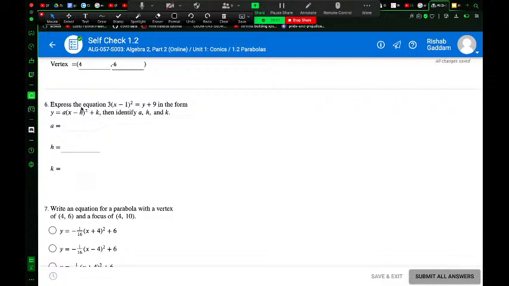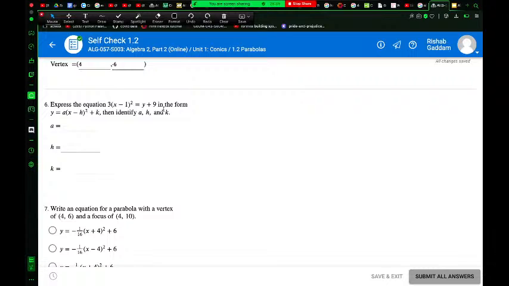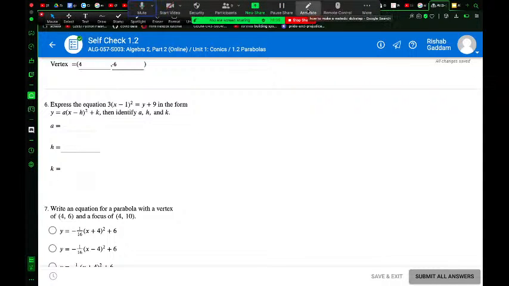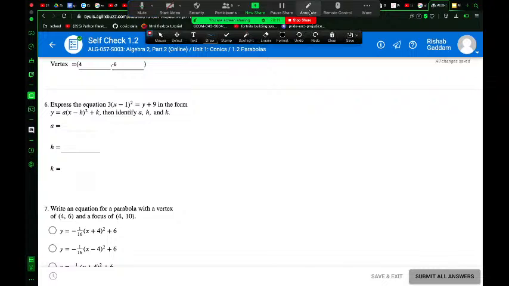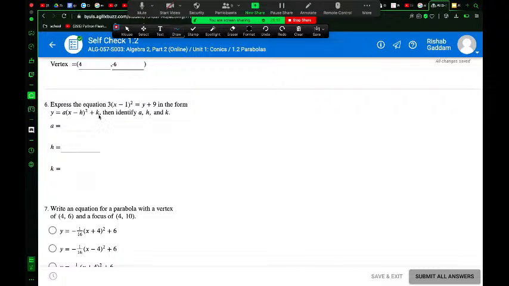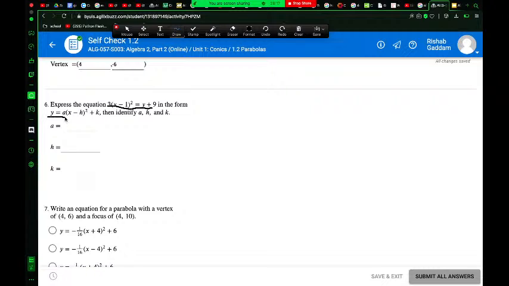So express the equation 3 blah blah in the form. Okay, so this is asking you to basically make this equation look more like this equation. So right now it looks a little bit.